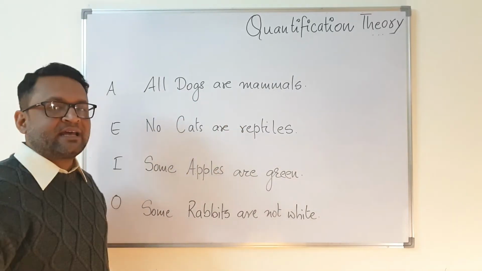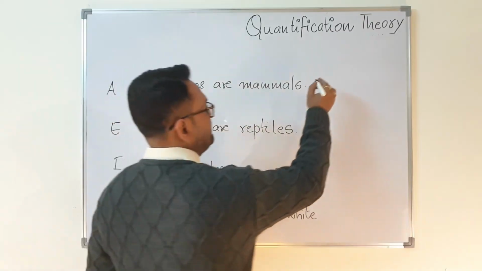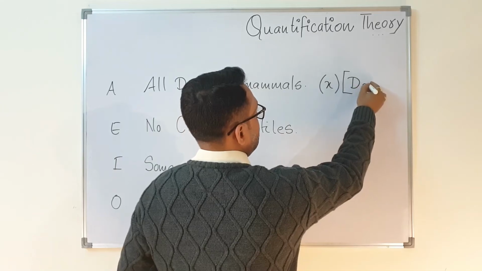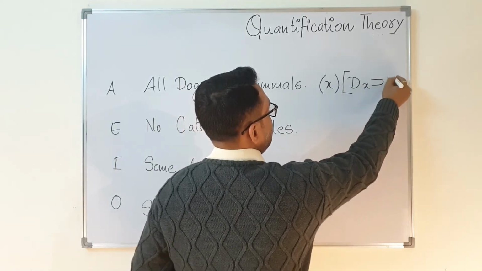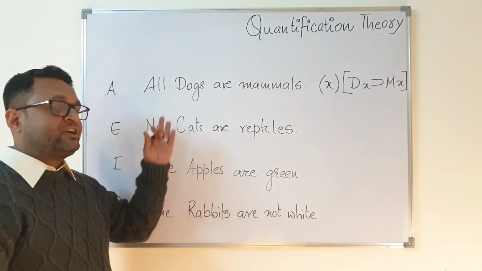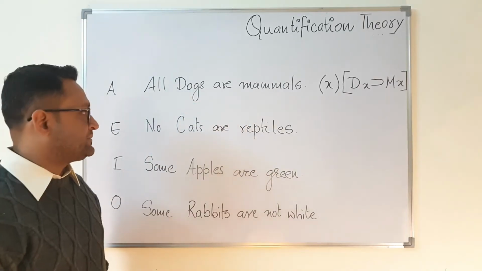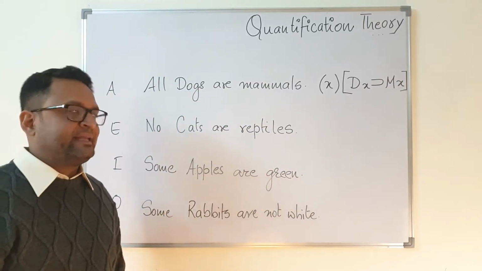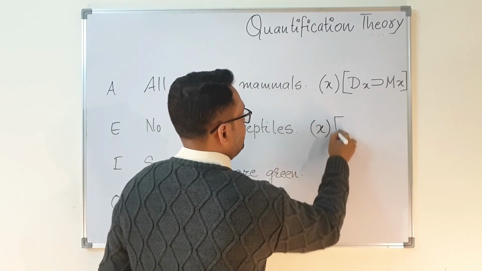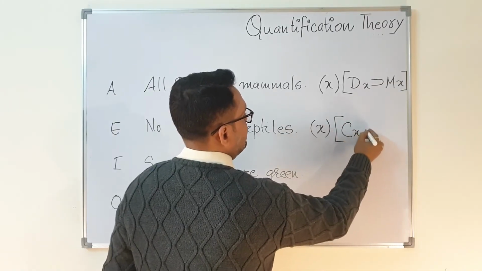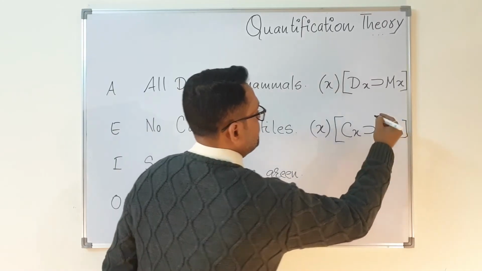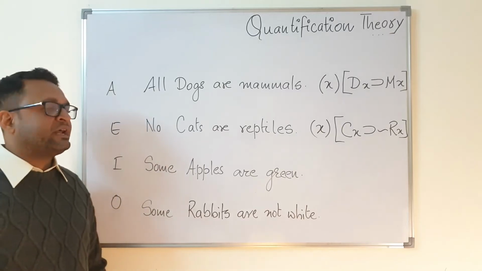Now when we say all dogs are mammals, what do we say? We say that for all X, if X is a dog, then X is a mammal. This is the symbolization for an A kind of proposition, which is all dogs are mammals. If we take no cats are reptiles, how do we symbolize this? We will say for all X, if X is a cat, then X is not a reptile. Okay, so this is the symbolization for an E proposition.